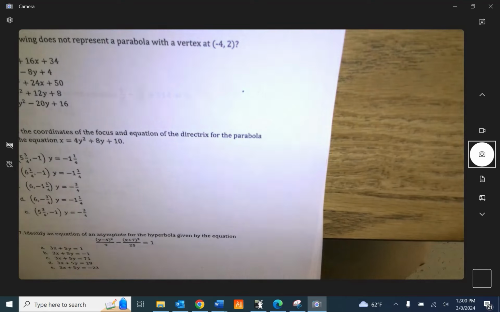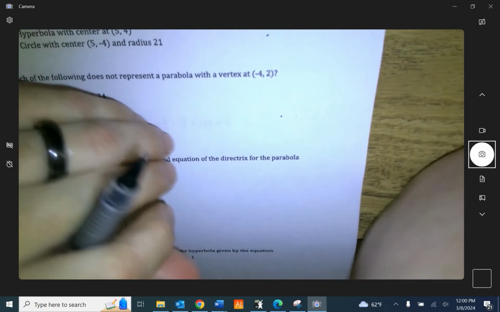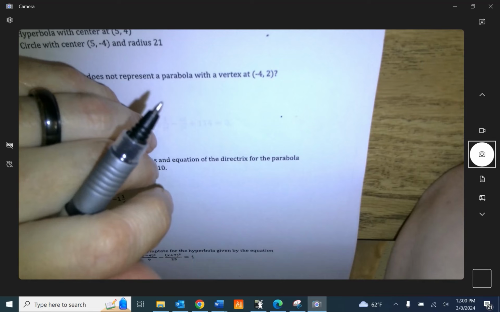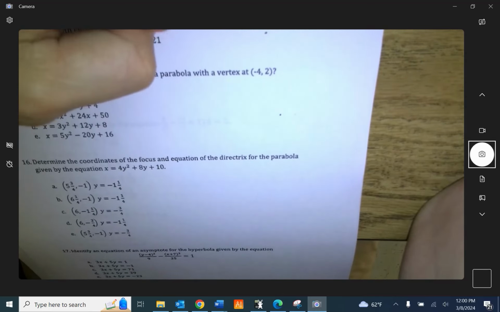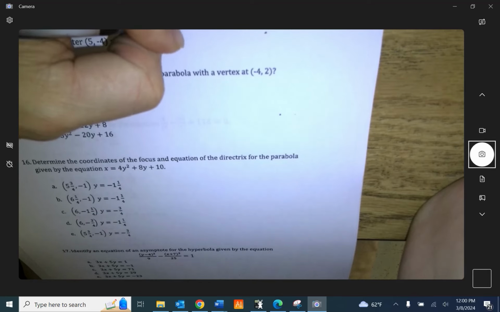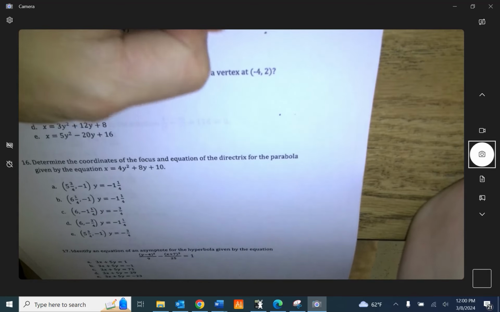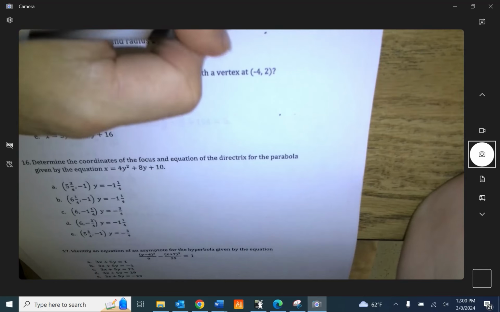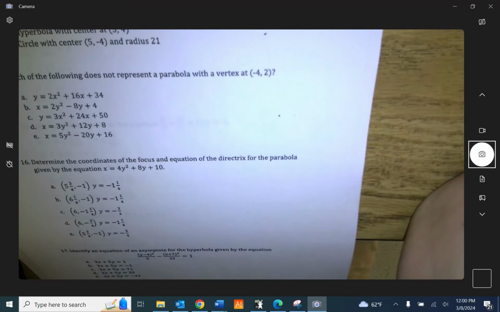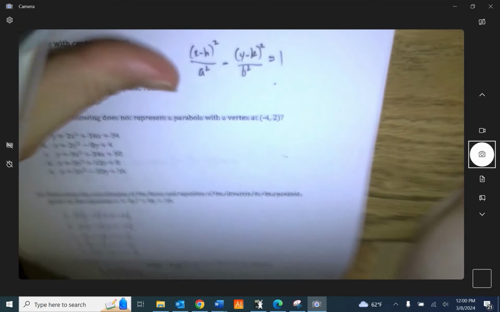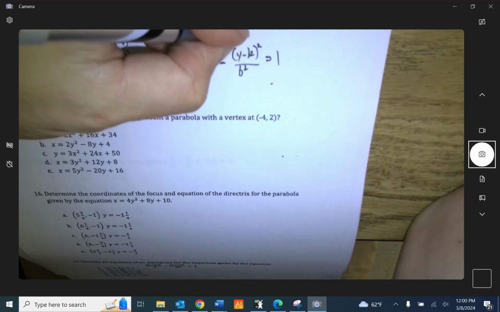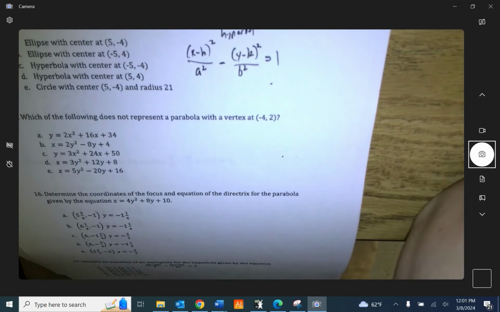What conic section is represented by this equation? That is going to be a hyperbola. A hyperbola is an equation written in the form x minus h squared over a squared minus y minus k squared over b squared, and it's supposed to equal 1. I know this is a hyperbola because I see the minus. And h and k are going to give me the center.